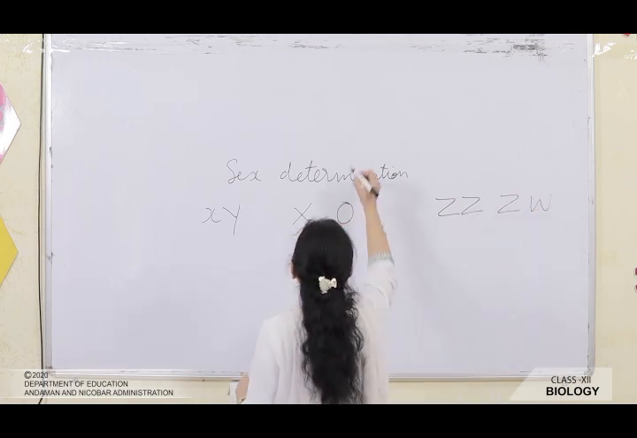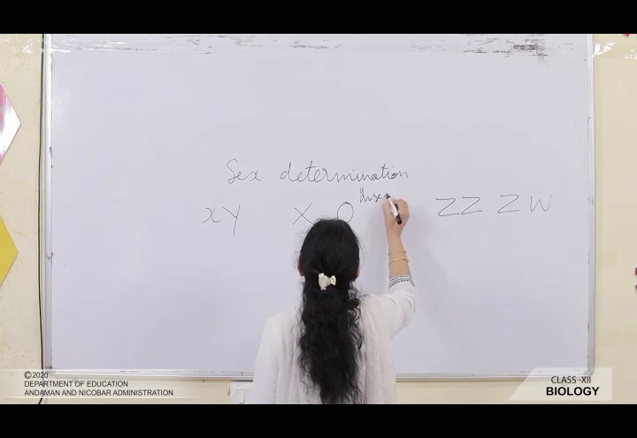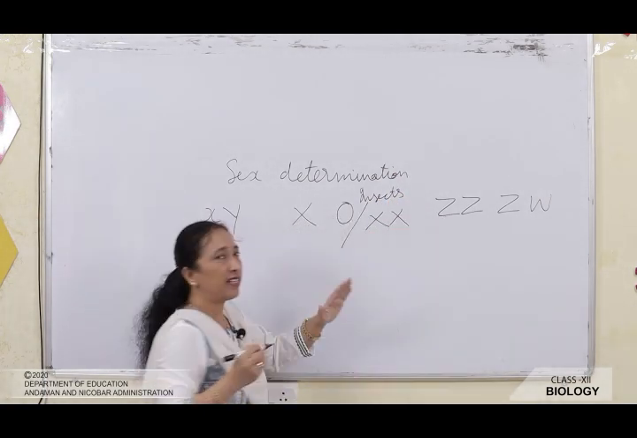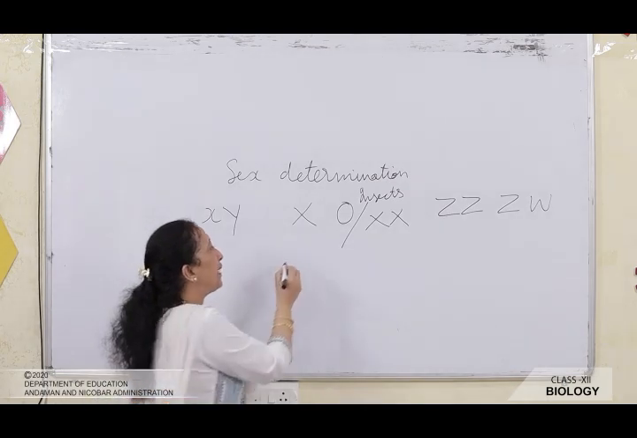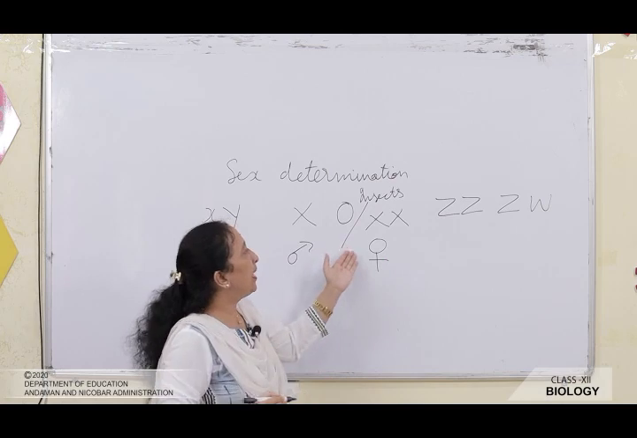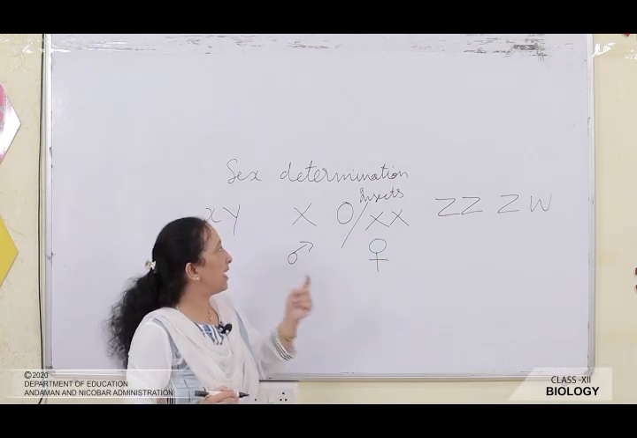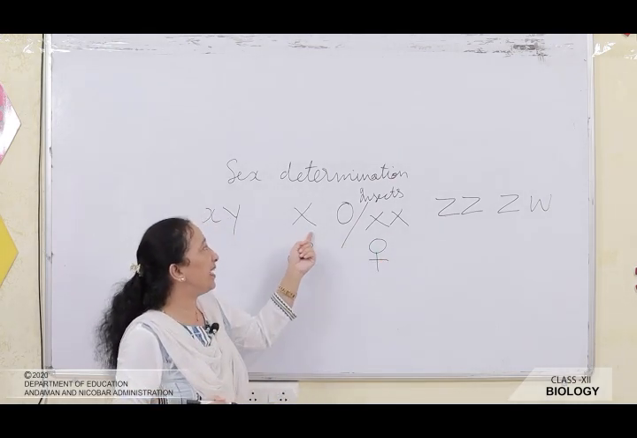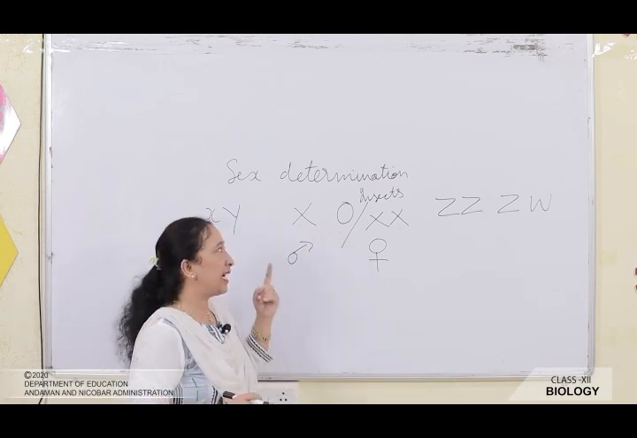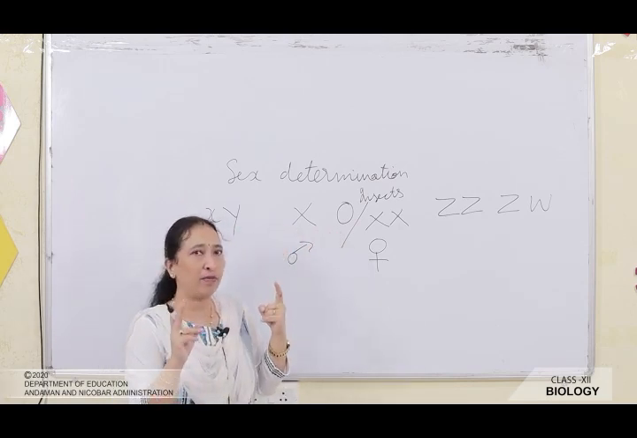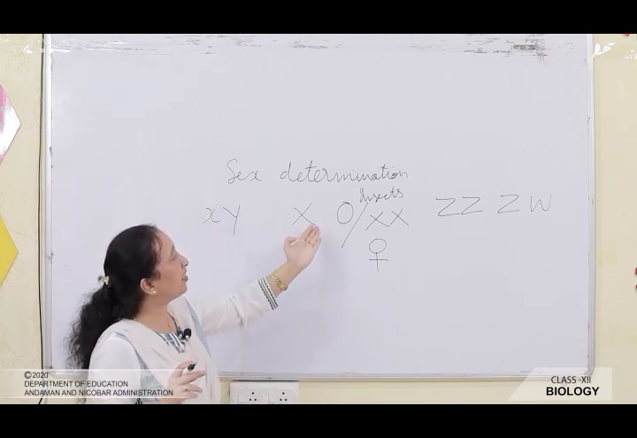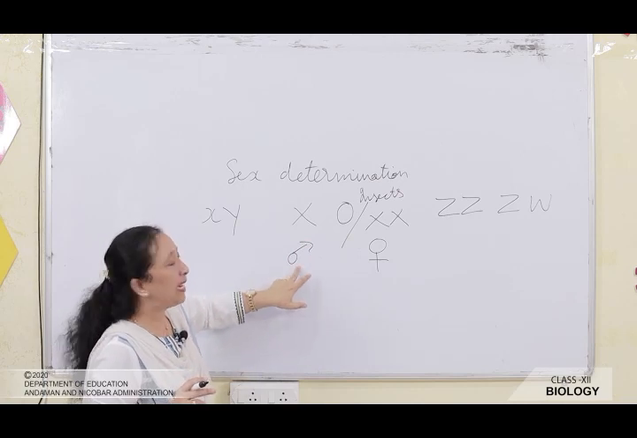Here in insects, the sex is determined by the male. Why? The female has 2 X chromosomes and the male insect has 1 X chromosome and another is null or void, meaning non-functional. That means only 1 X will come from the male. So the sex will be determined by the male counterpart.